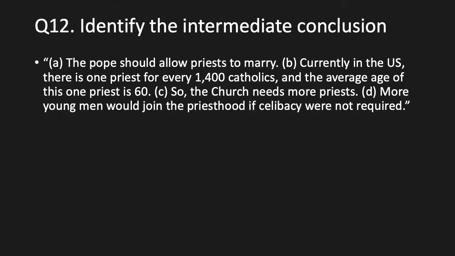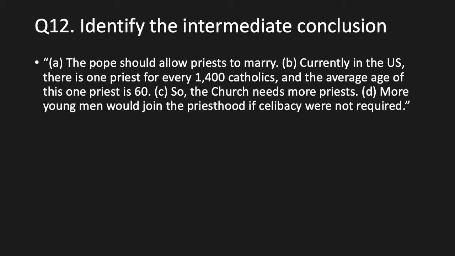Okay, question number 12. Identify the intermediate conclusion of this argument. All right. A, the Pope should allow priests to marry. B, currently in the US, there is one priest for every 1,400 Catholics, and the average age of this one priest is 60. C, so the church needs more priests. D, more young men to join the priesthood if celibacy were not required.